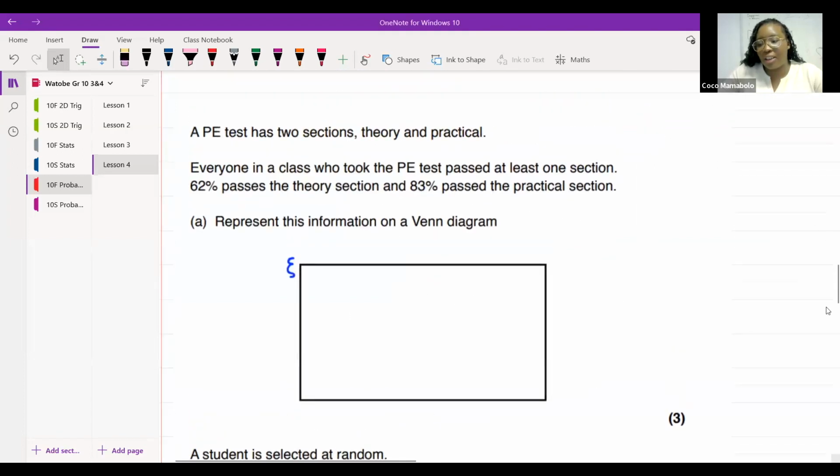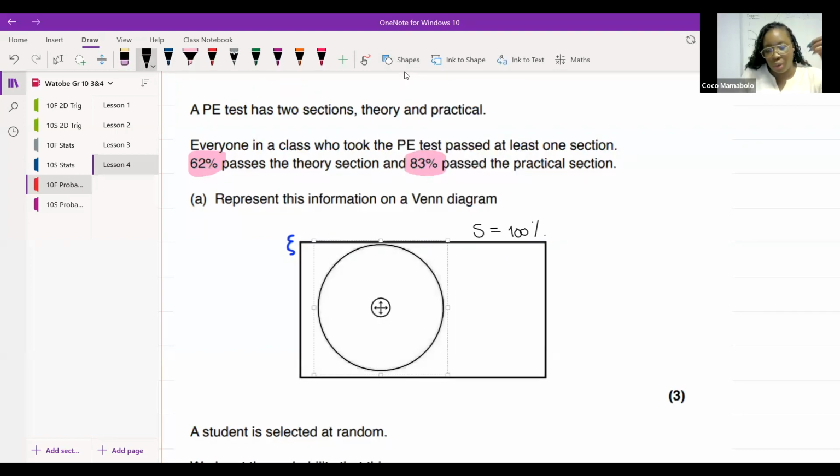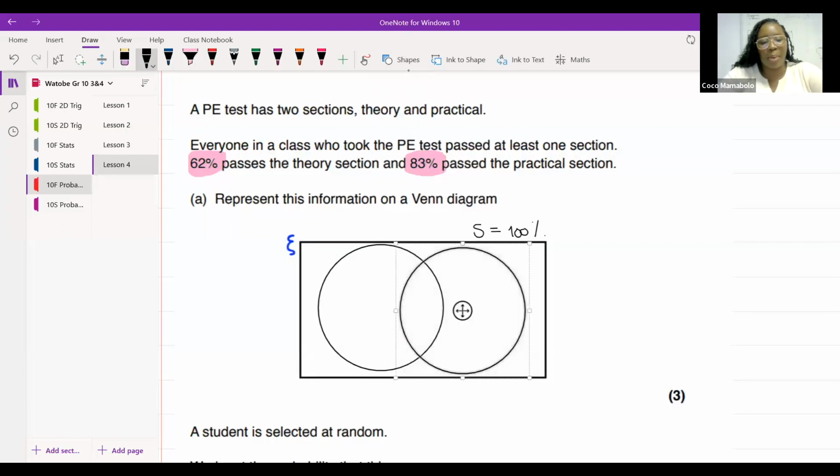While we do that, I want everybody else to look at this over here. It says here, a PE test has 2 sections, theory and practical. Everyone in the class who took the PE test passed at least 1 section, right? 62% passed the theory and 86% passed the practical, right? Before we even begin, if we're calculating for things in percentage, what must our sample size equal to? Correct. It should equal 100%. So I want you guys to take that into consideration when you are answering this question. Okay. While we do that, Fundo, what's up?